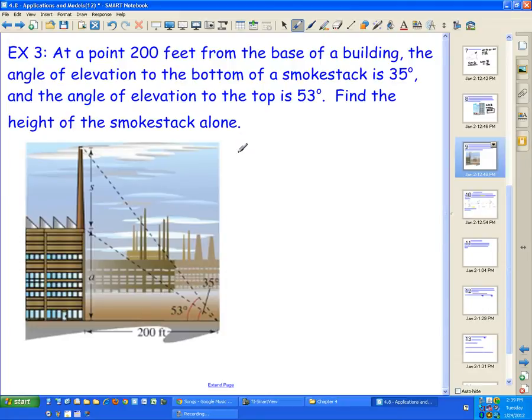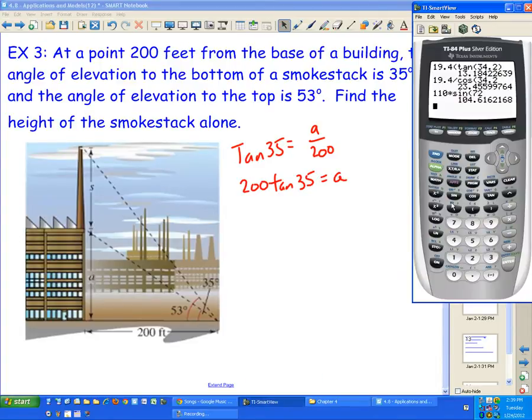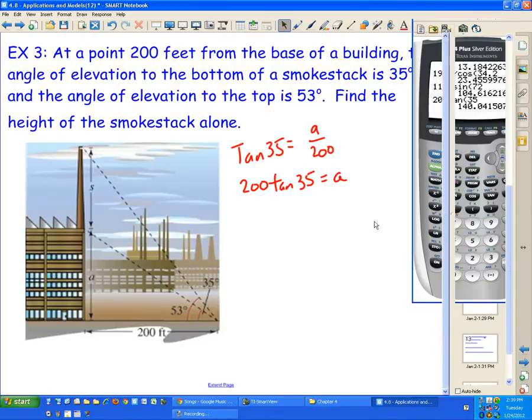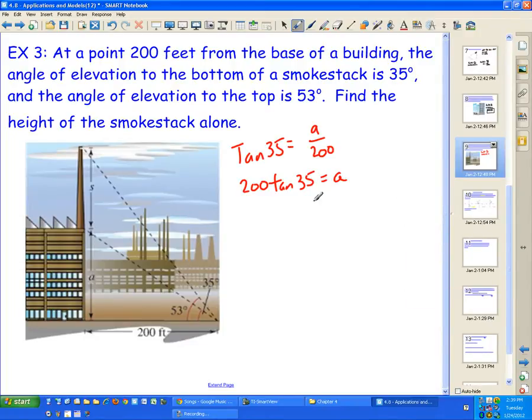So the tangent of 35 is going to equal A over 200. So that's going to be 200 times the tangent of 35 will equal A. And so if I do that, 200 times the tangent of 35, again I'm in degrees, I get 140, we'll say. So A is equal to 140.